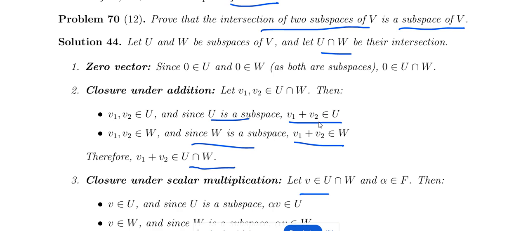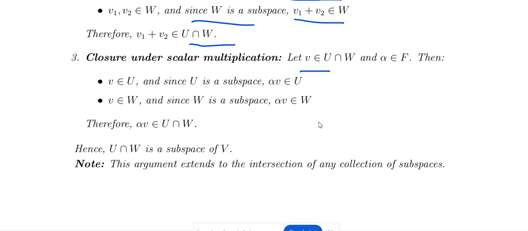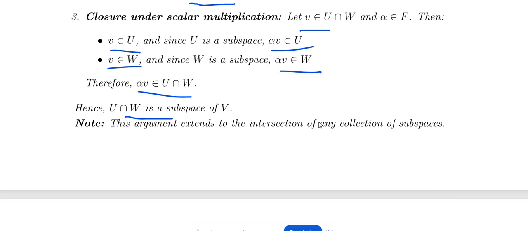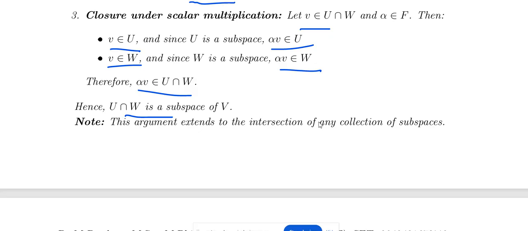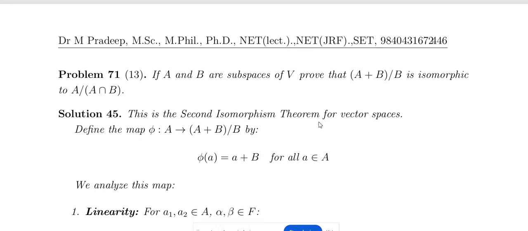Similarly for scalar multiplication. Since U and W are subspaces, if v belongs to U then alpha v belongs to U, and if v belongs to W then alpha v belongs to W. So therefore alpha v belongs to U intersection W. U intersection W is a subspace of V. That is the intersection of a collection of subspaces. It is not only for two; for a collection of subspaces, even an infinite number, this is true.